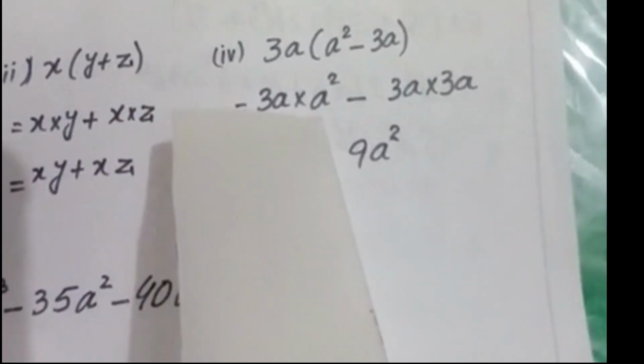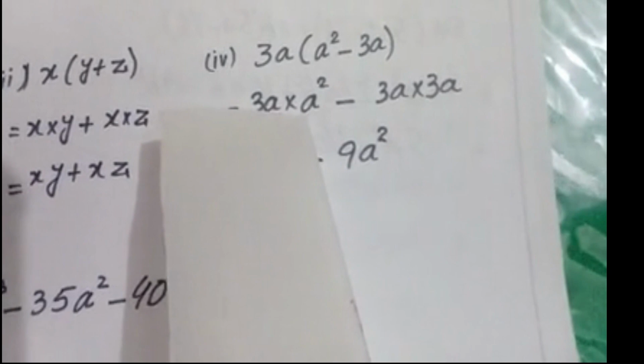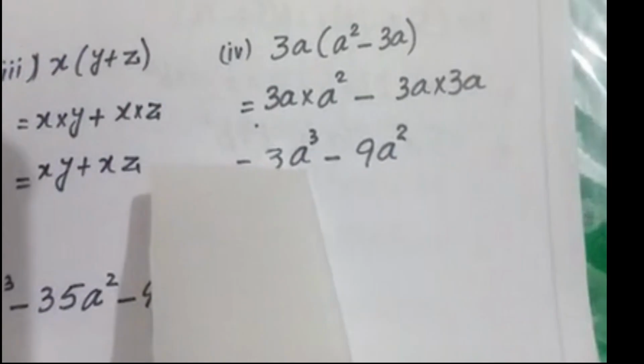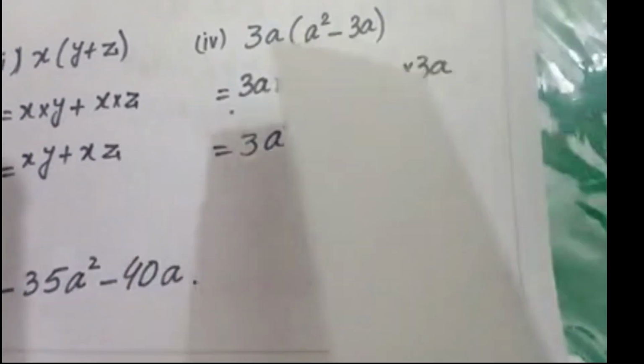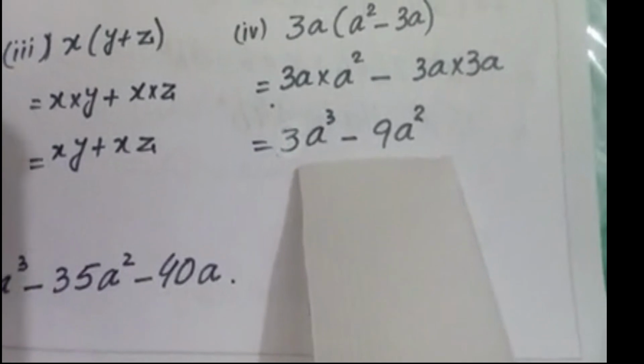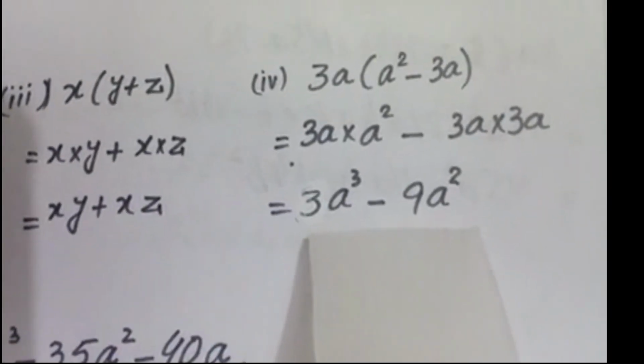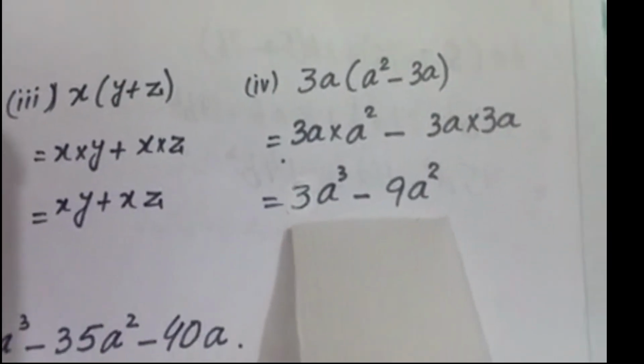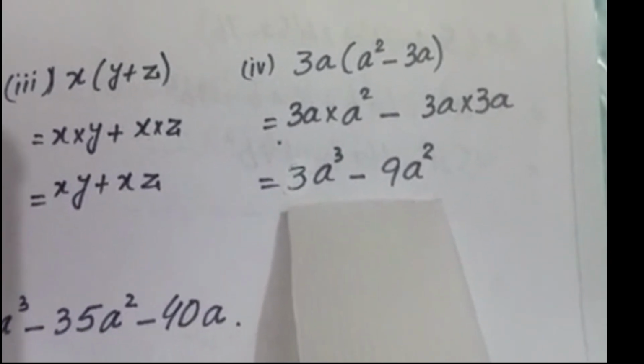Now this a has power 1 and this a has power 2, so their powers will be added. This will become 3a cube minus, 3 3s are 9, and a multiplied by a will become a square. So the answer is 3a cube minus 9a square.